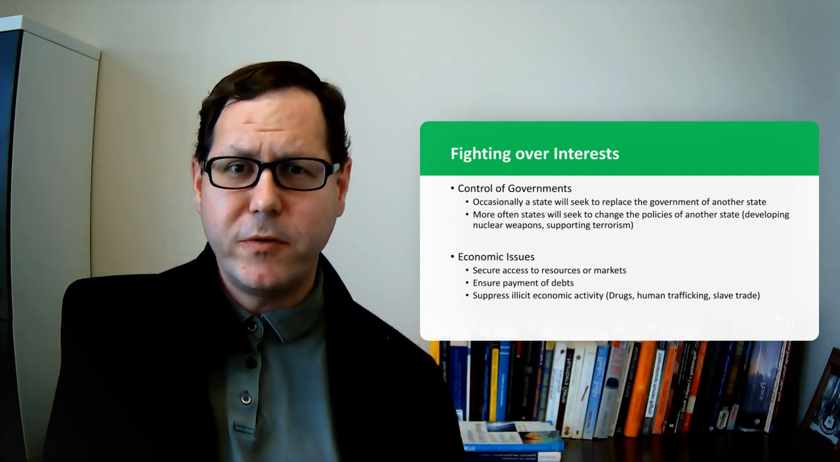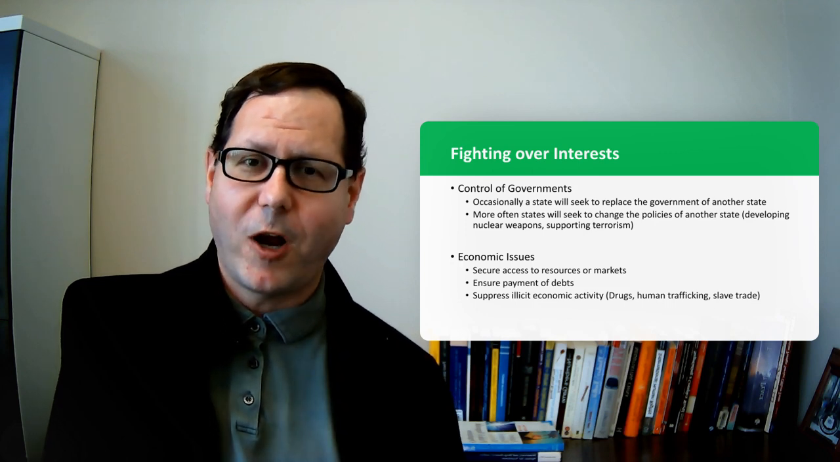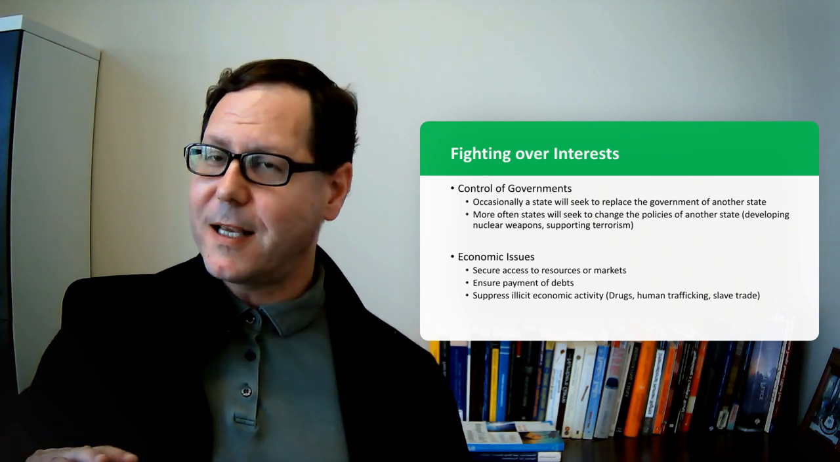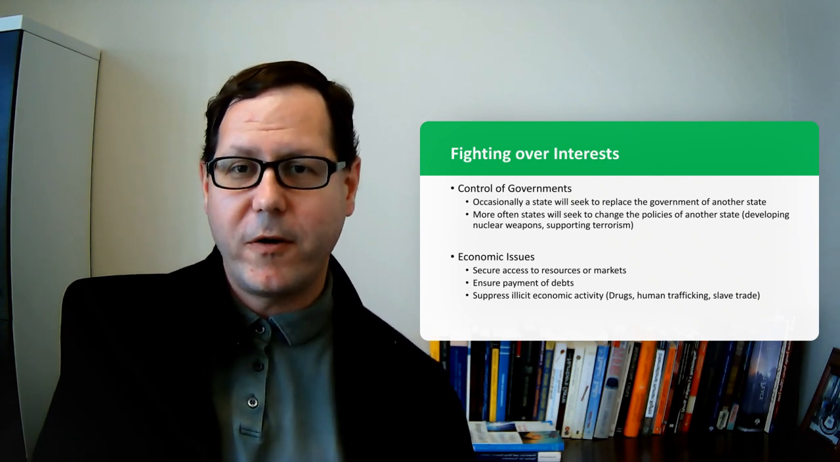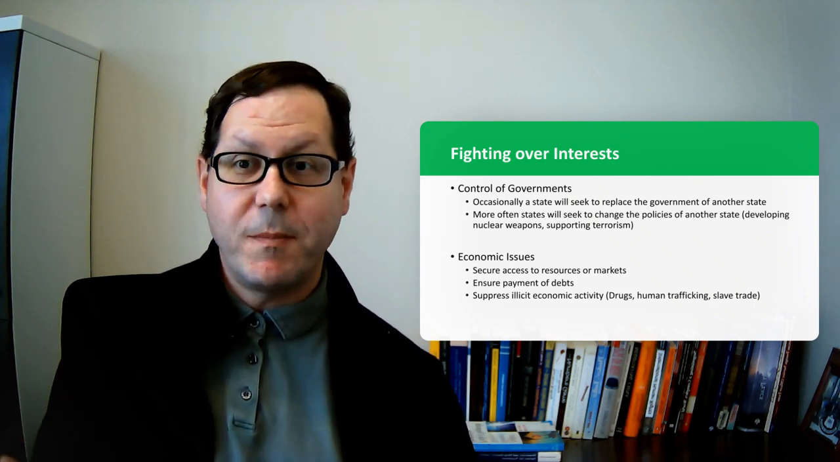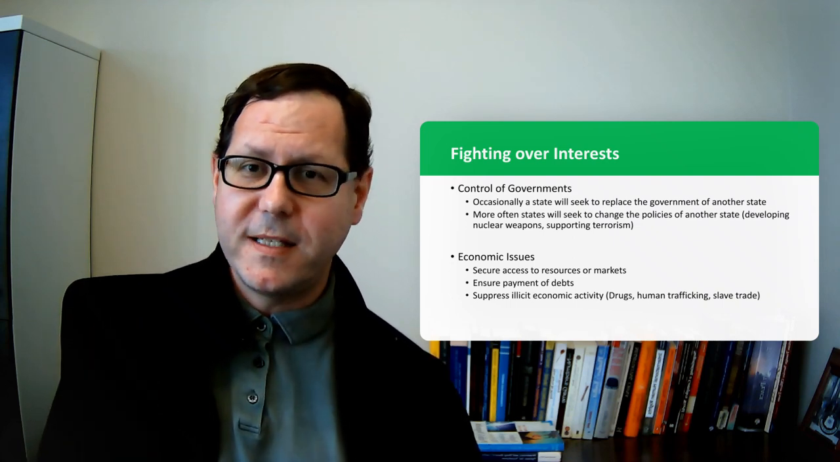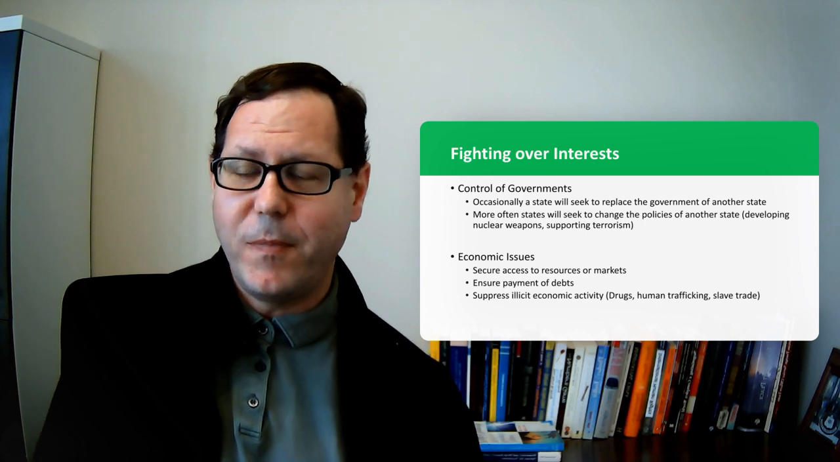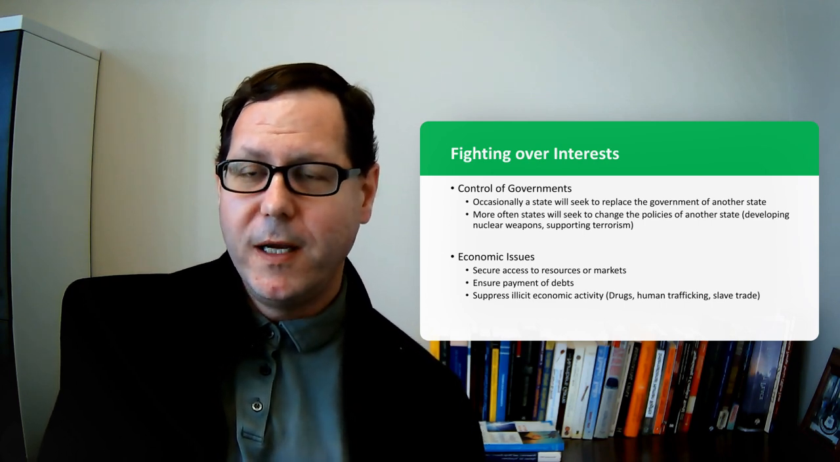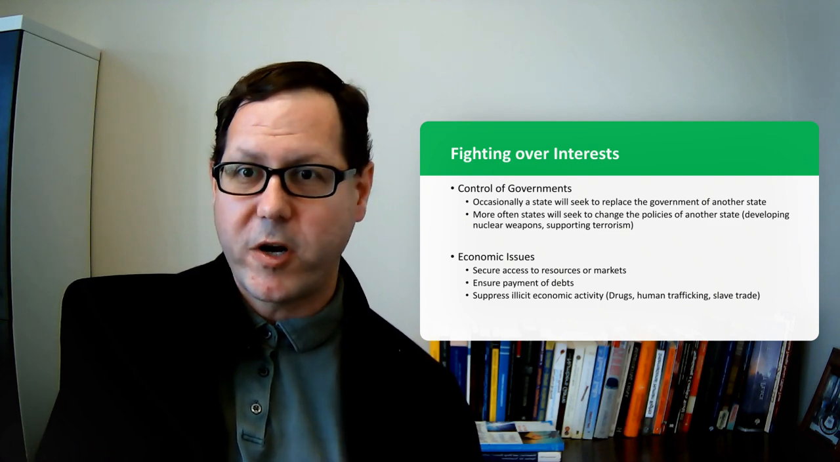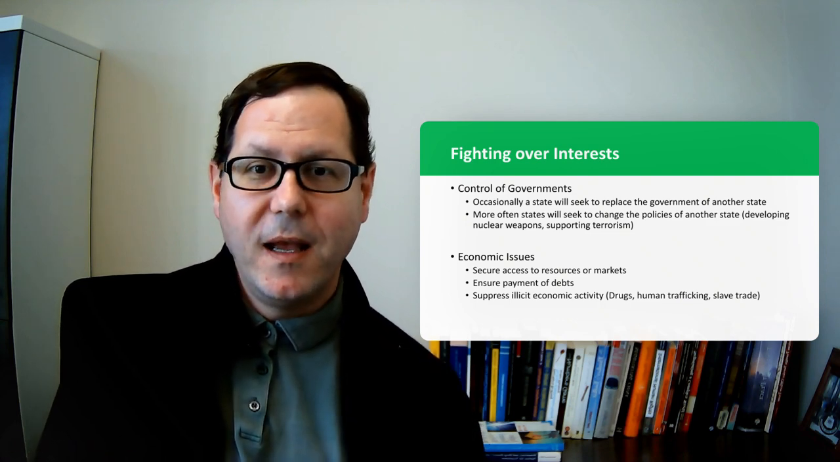Maybe there's economic issues. People will talk about getting access to markets, much less common today, but quite common 150 years ago was using military force to ensure payment of debts. Today we rarely see that, but it was not uncommon for militaries to attack other countries, march on their treasury, and loot the treasury to get debts paid.